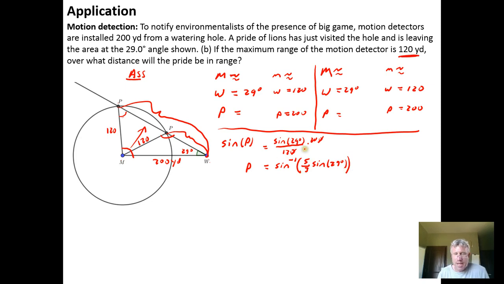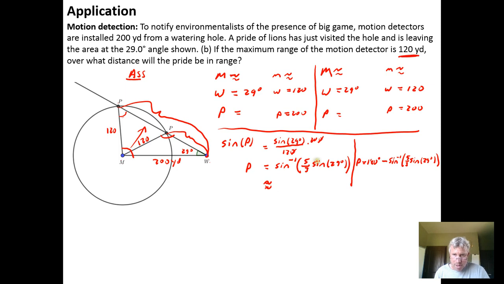Because the sine inverse gives us an angle between negative 90 and 90, and we know these are going to be positive measures, this is going to be an acute angle between 0 and 90 degrees. So it's going to give me the measure of this Pride angle right here. And we know that we also get the supplement of this, and that's going to be the obtuse angle right here. We get that supplement by doing 180 degrees minus the sine inverse of 5/3 times the sine of 29 degrees. So we get the angle and its supplement as the two possibilities.